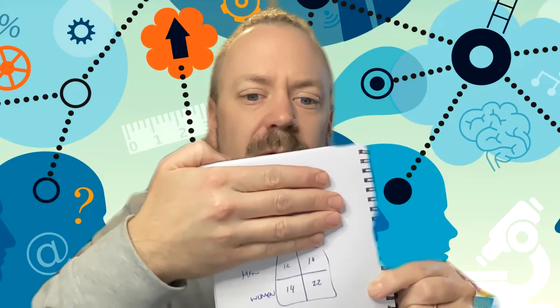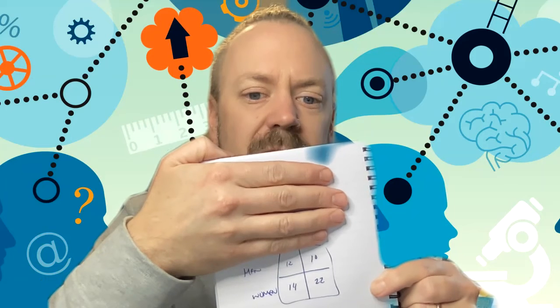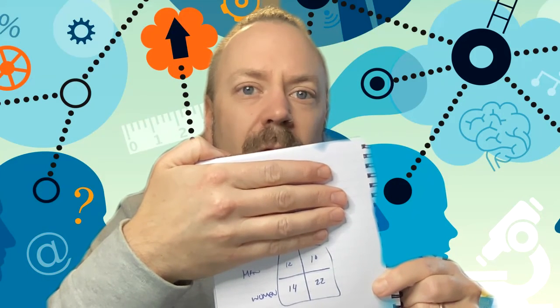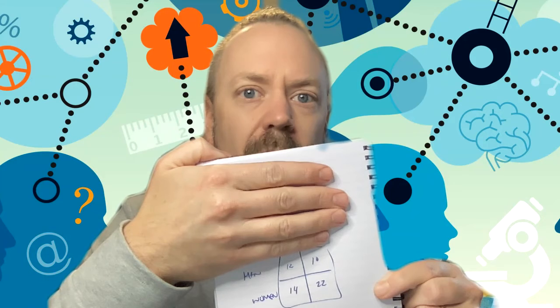Those numbers are different. If there was no main effect, the top row would add up to 22 and the bottom row would add up to 22. Or conversely, the top row would add up to 36 and the bottom row would add up to 36. That would be no main effect.